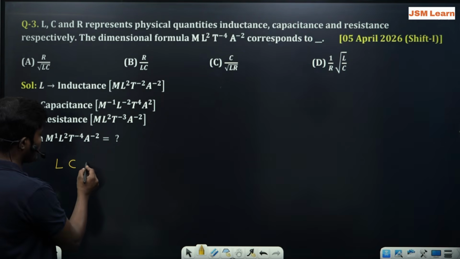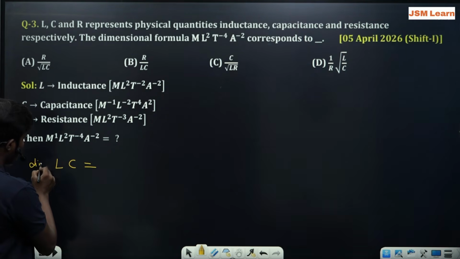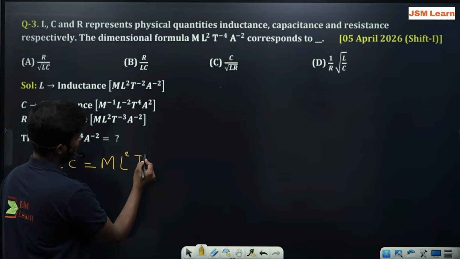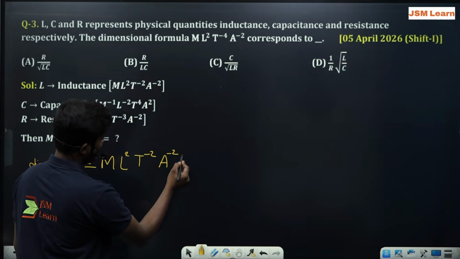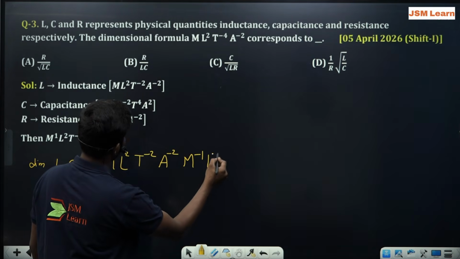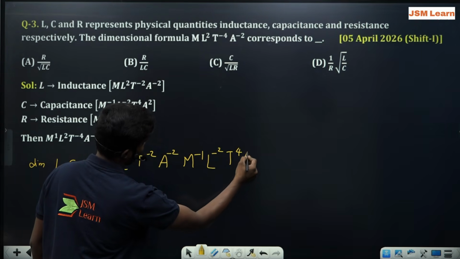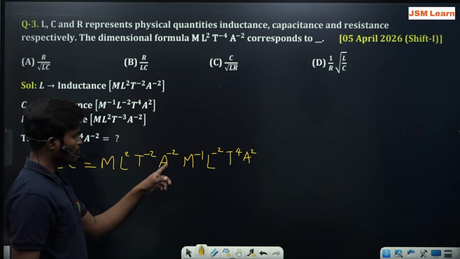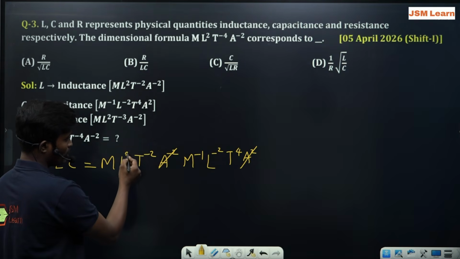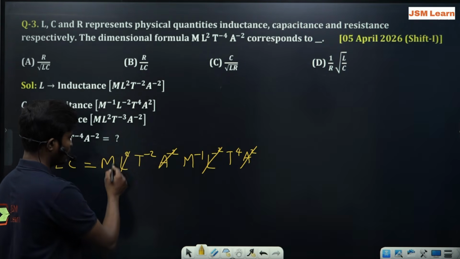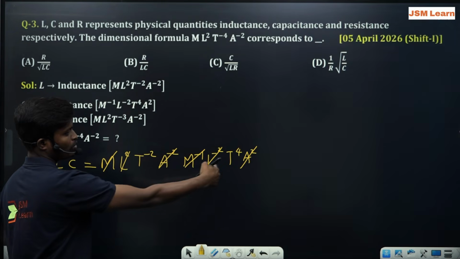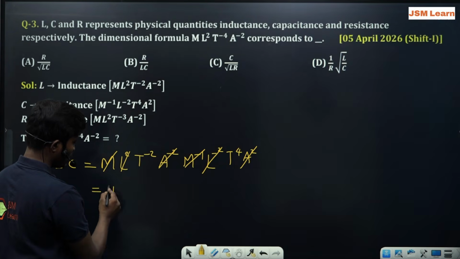So first of all, I want to solve LC, because LC dimensions are very close and opposite. So dimensions of L will be M L2 T minus 2 A minus 2, and next capacitance M minus 1 L minus 2 T4 A2. So if you see here, A minus 2 and A plus 2 will get cancelled, L power 2 and L power minus 2 will get cancelled, M power 1 and M power minus 1 will cancel.